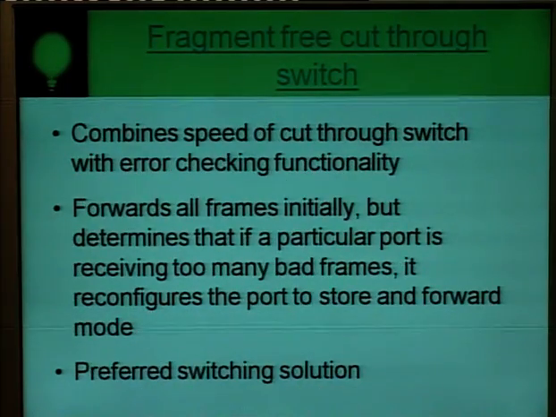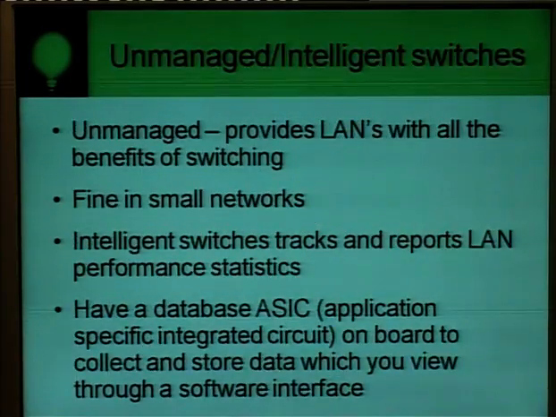The next type of switch is the fragment free cut through switch. This fragment free cut through switch combines the speed of the cut through switch with error checking functionality. It forwards all frames initially, but if it determines that a particular port is receiving too many bad frames, it reconfigures the port to store and forward mode, and it is the preferred switching solution. So these are the three different types of switches we have learned.